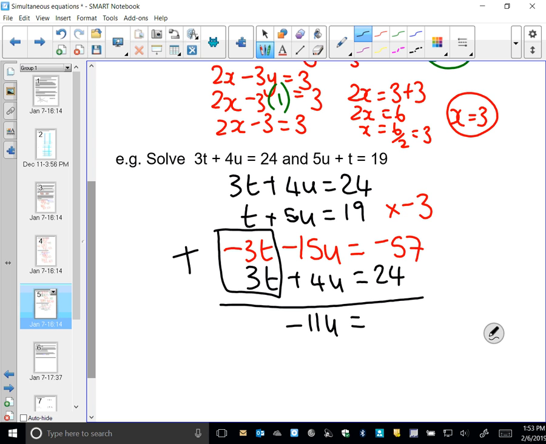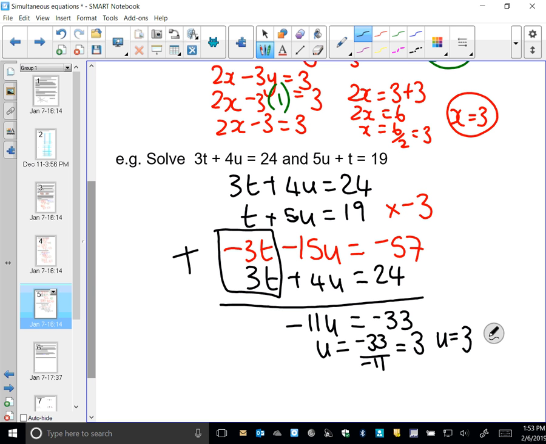For this one, they wouldn't get asked for completeness because it's not X. Negative 57 plus 24. So U would be negative 33 divided by negative 11, which gives me positive 3.